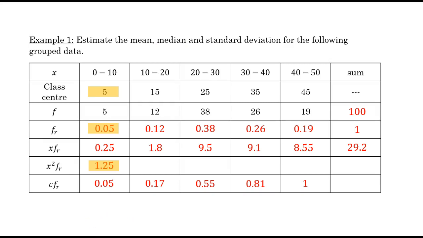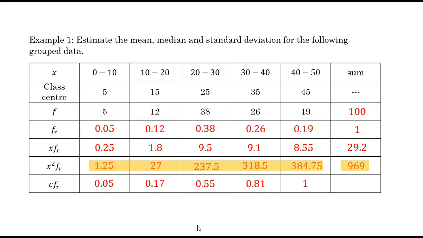Now we've got to find the standard deviation. I can't find the standard deviation without finding the variance. So I'm going to use this first method I described to find the variance: square my values, or in this case the class center, multiply it by the relative frequency. So 5 squared times 0.05 is 1.25. 15 squared times 0.12 is 27. I do all of those, add them up, and I get 969.